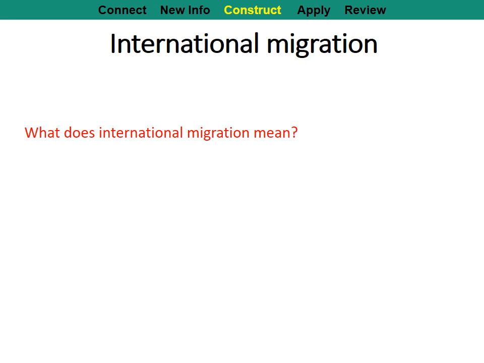So international migration next then. So what does international migration mean? So it means moving from one country to another. Perhaps we could add to that to live. So we're not talking about tourism here, it's to live. Okay, so moving to live in a new country. That's what we mean by international migration.